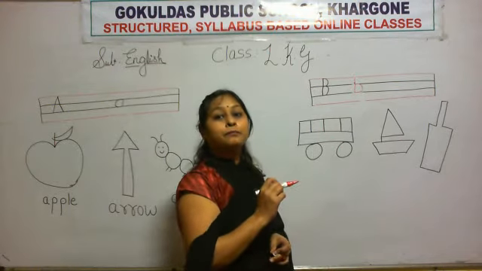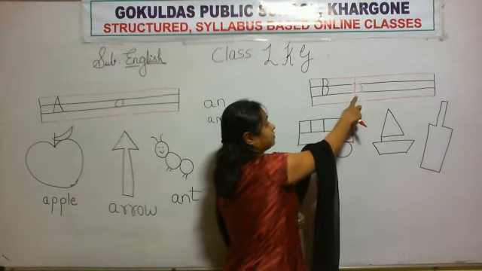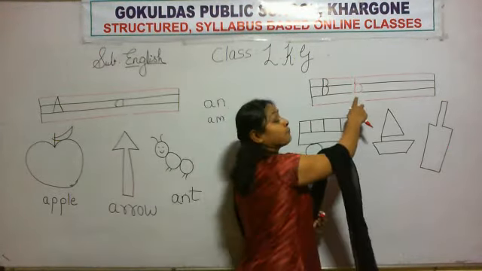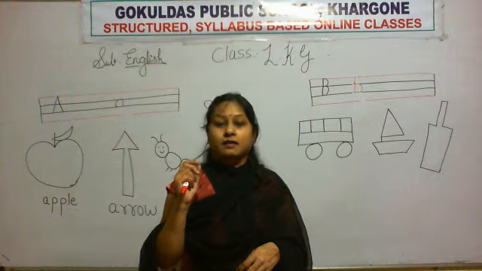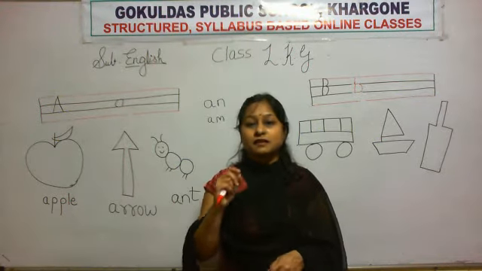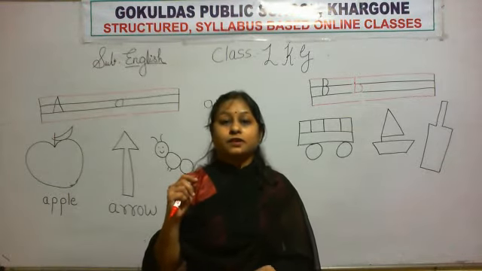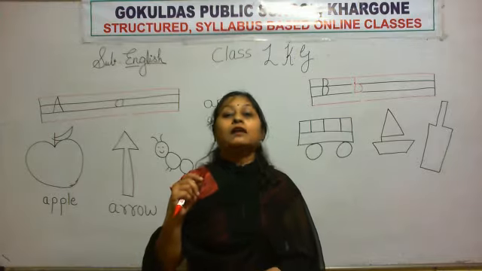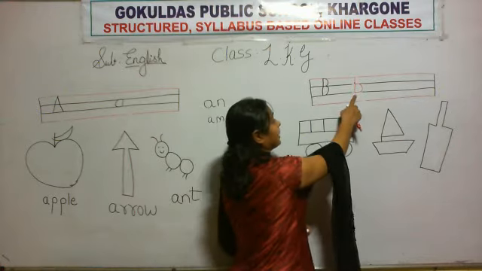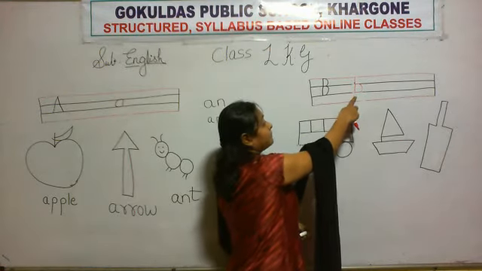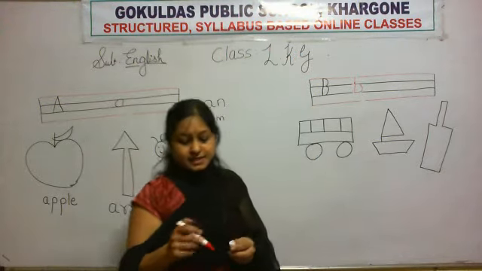What is that? B. And what is the sound? B. This is B. How you will say? Repeat after me. B. B. B. Okay. B for bus.